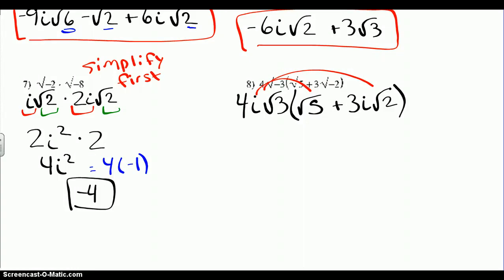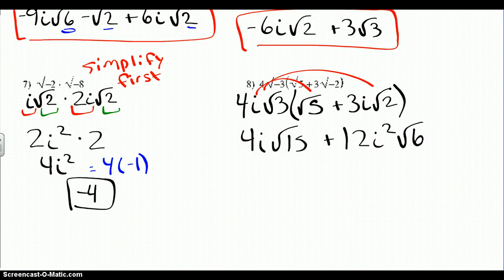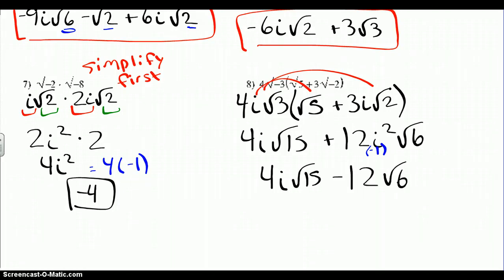4i root 3 times root 5 gives me 4i root 15. And 4i root 3 times 3i root 2 gives me 12i squared root 6. We can simplify one more thing, and that's the i squared. We can put negative 1 in for i squared, which is going to leave us with our final answer, 4i root 15 minus 12 root 6. So this negative 1 comes in right here with the negative sign. And that's the final answer for the first page.